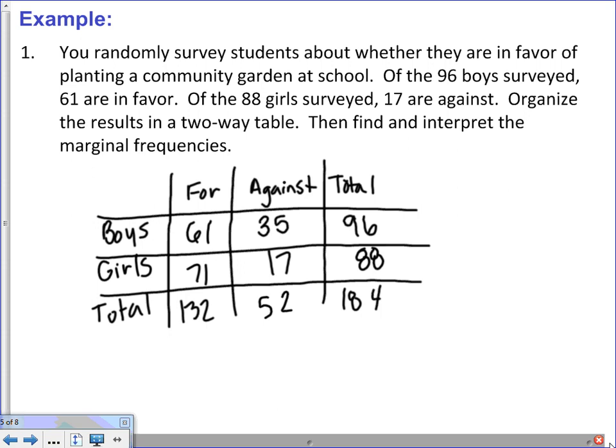So we made the two-way table. Okay, we did that. Now we have to find and interpret the marginal frequencies. Remember what we said in the definition. Where are the marginal frequencies? On the outside of the table. Okay, so we're going to focus on these 5 numbers for our marginal frequencies. If they ask me to interpret those, I'm just basically going to write a short summary of what happened in my survey. So things I might write would be, I'm going to start by saying 184 students were surveyed.